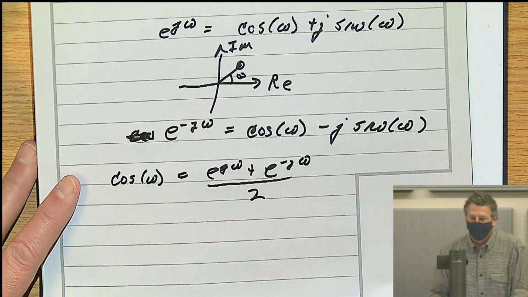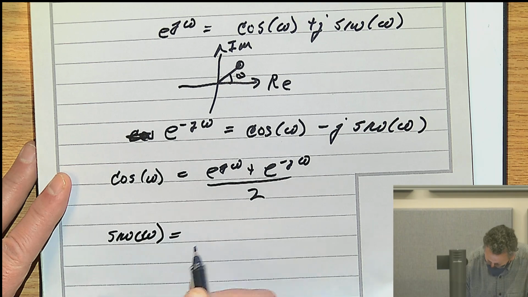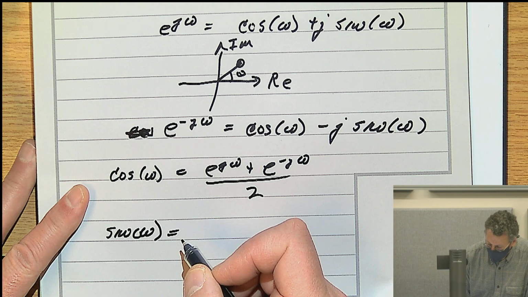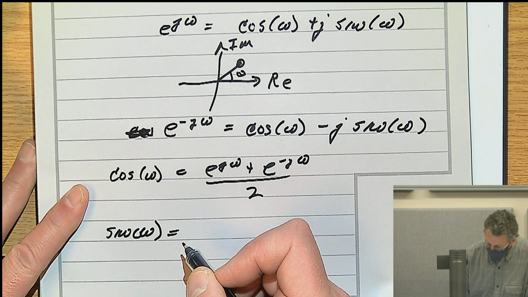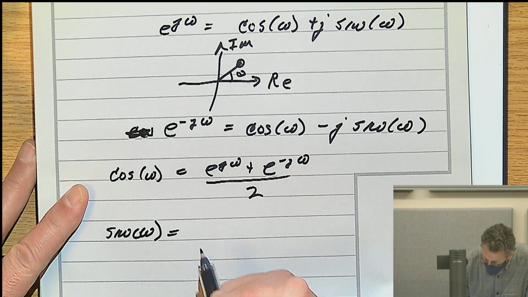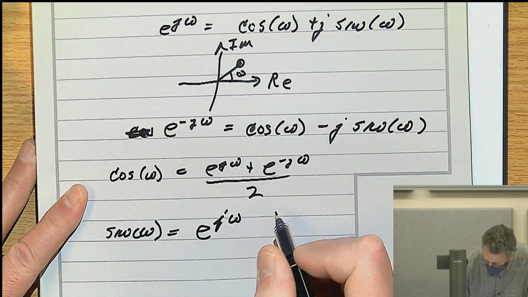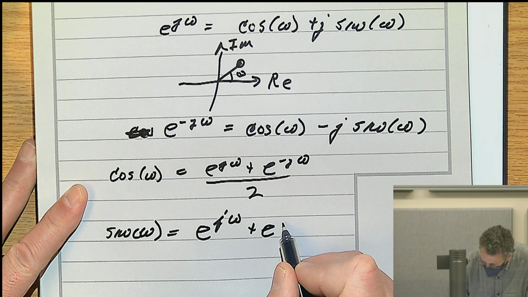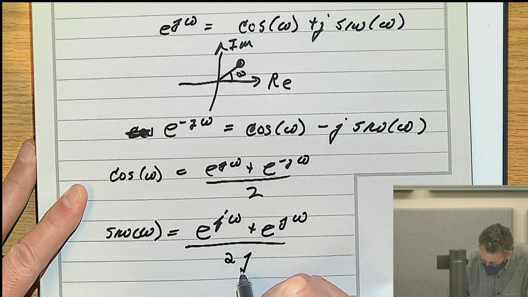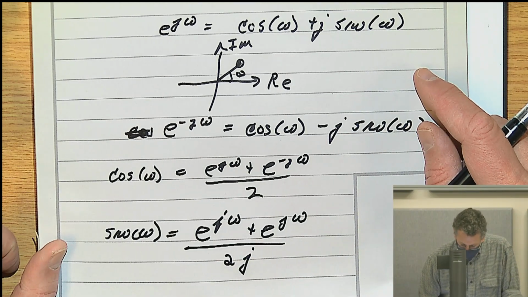It's really simple. And if I subtract the two, I get that the sine of omega is equal to, hold on, I get that the sine is equal to e to the j omega minus e to the minus j omega, over 2j. Is that right? I'm doing the algebra in my head, so it's easy to make a mistake.